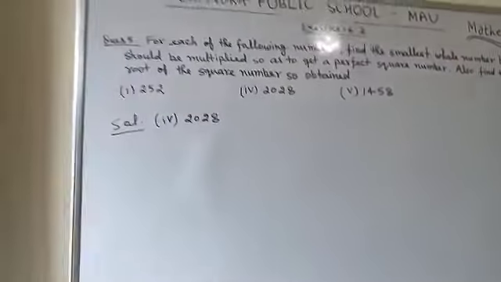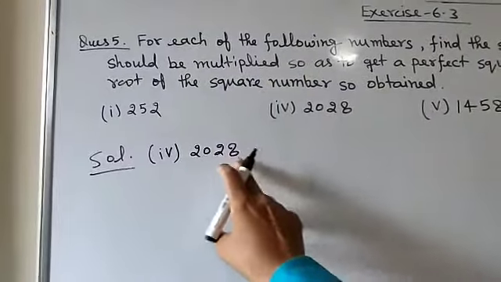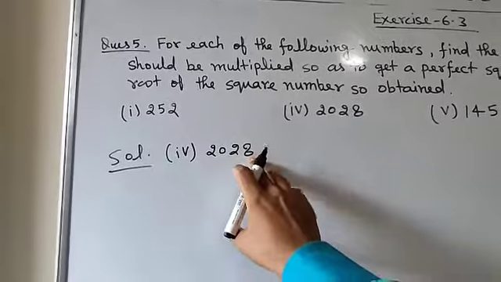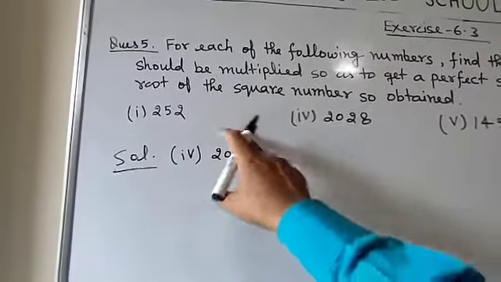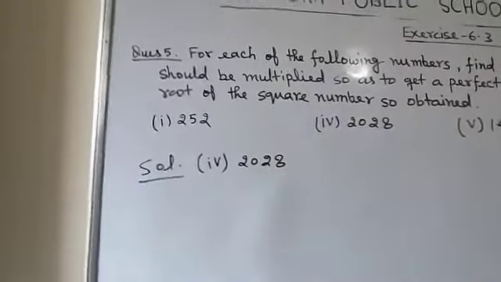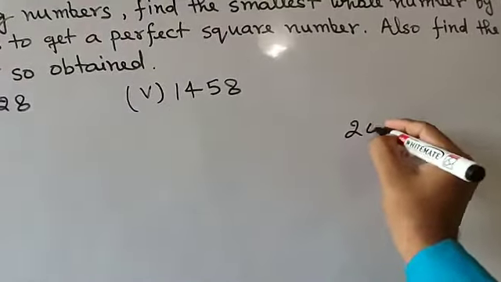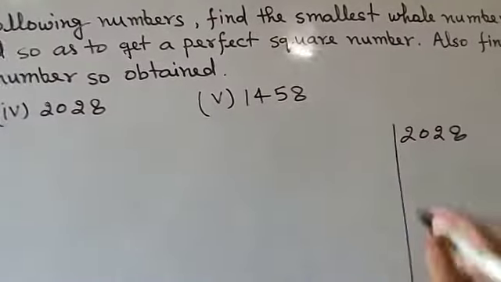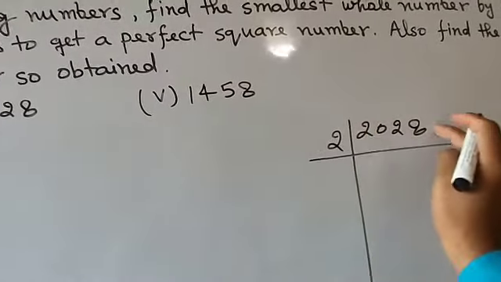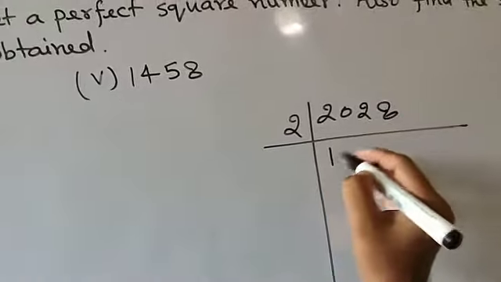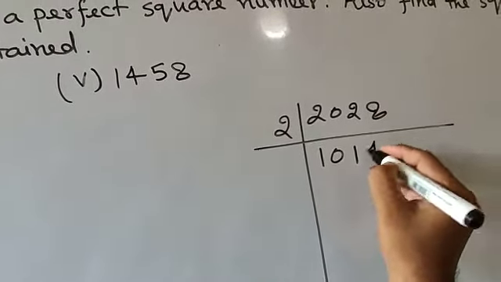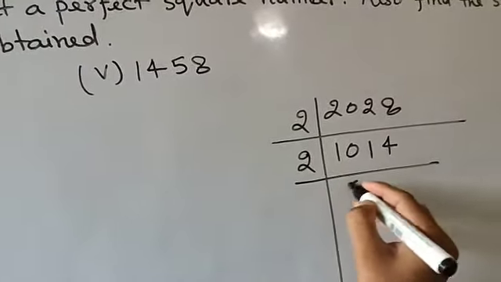Now the next number given is 2028. So students, again here the unit place is 8, so you can find that it is not a perfect square number. By which number should you multiply it? For that you need to find the prime factors of 2028. It is the fourth part of the question. So find the prime factors. It is divisible by 2. Unit place is 1. So 2 ones are 2, 0, 2 ones are 2, 2 fours are 8. Again 2 fives are 10.